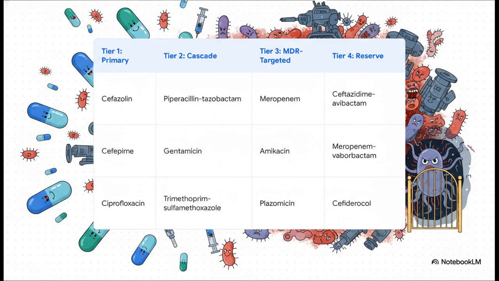Tier 1 agents, like cefazolin and cefepime, are your frontline drugs, the ones we test and report routinely. Tier 2 agents, like pip/tazobactam, are secondary. We often report these using a cascade approach. Tier 3 is for our multi-drug-resistant bugs, and this is where you'll find the carbapenems, like meropenem. And finally, Tier 4. These are the heavy hitters, the reserve agents, like ceftazidime-avibactam, reserved for salvage therapy.